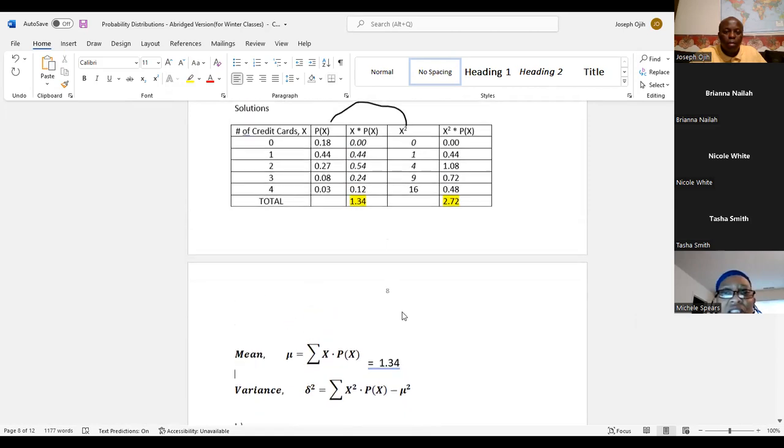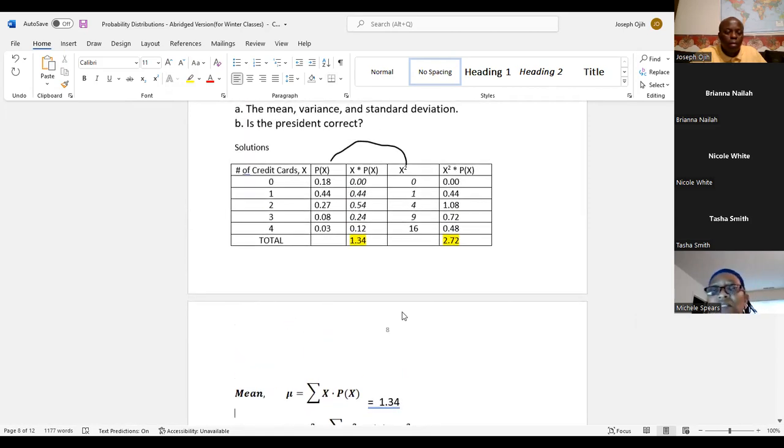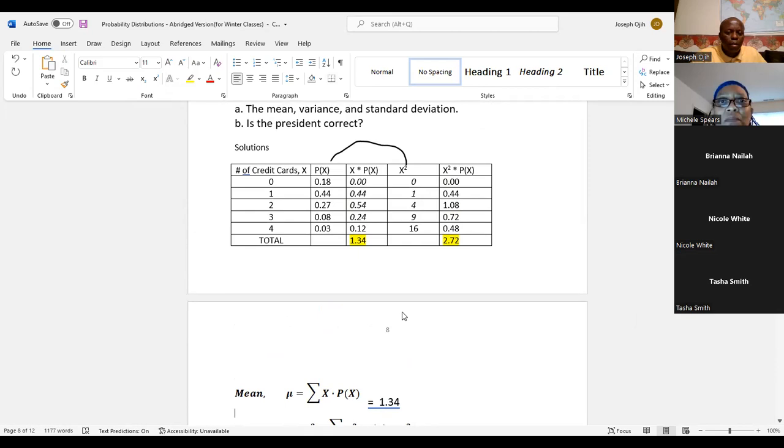So what you're saying is that once we add the x times the p of x, that's our mean. That's what you're saying, right? Yeah, the sum of it. When we add all of the x times px, that'll give you the mean. Yes.